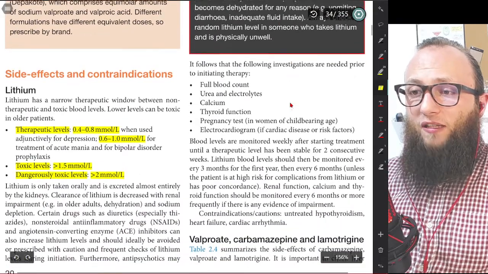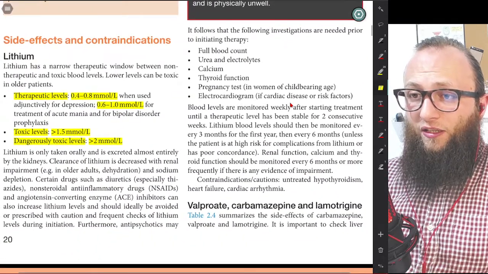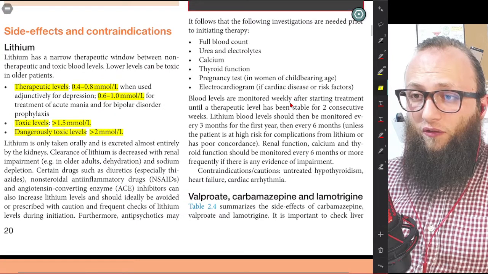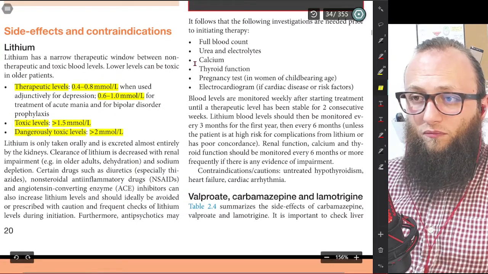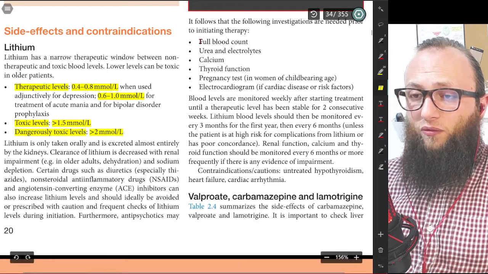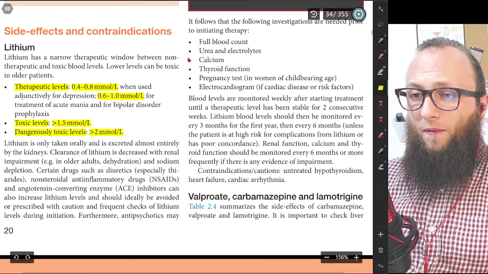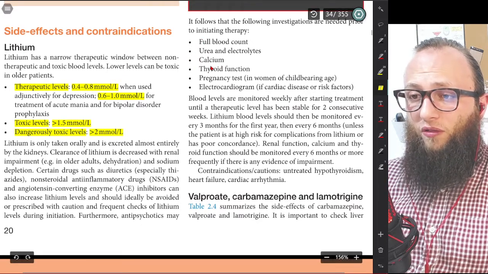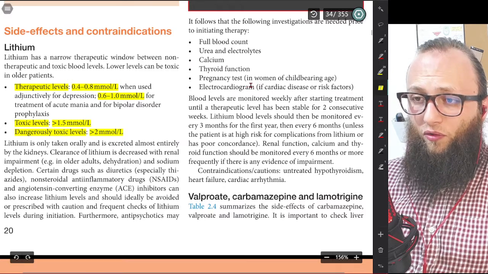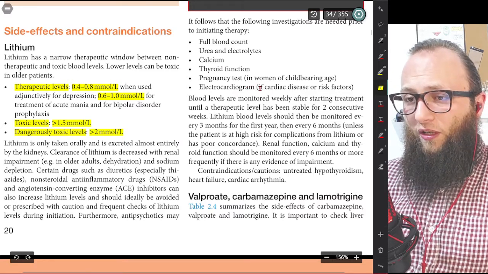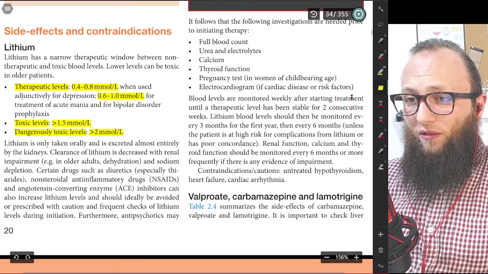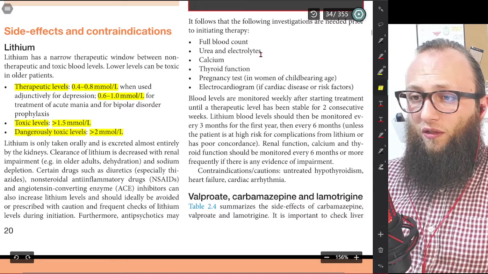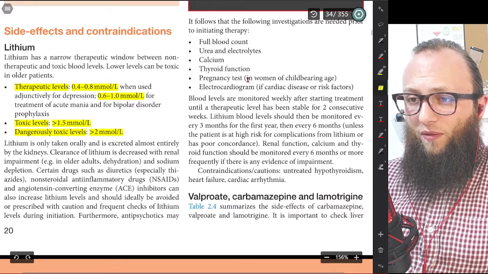It follows that the following investigations are needed prior to initiating therapy. Before you initiate: full blood count, urea and electrolytes, calcium, thyroid function, pregnancy tests, of course in women of childbearing age, and electrocardiogram if cardiac disease or risk factors. So usually we're talking about full blood count, urea and electrolytes, and calcium and thyroid.